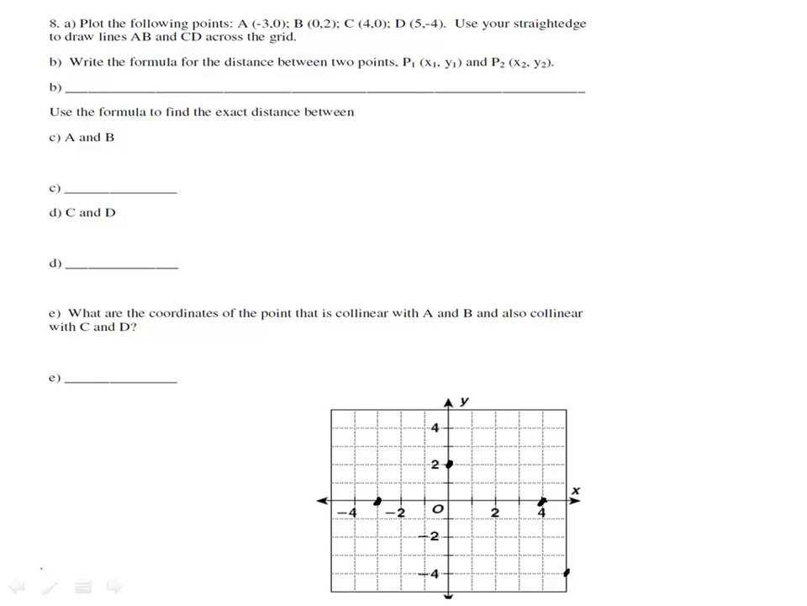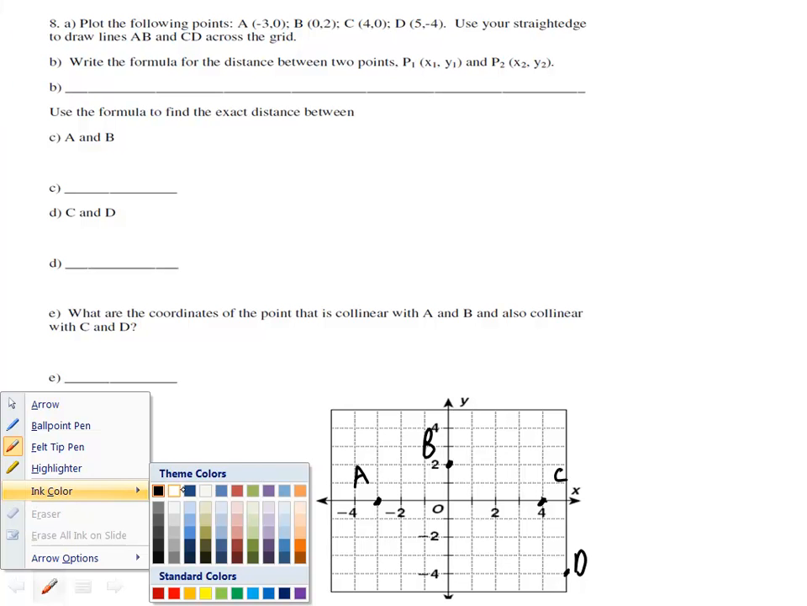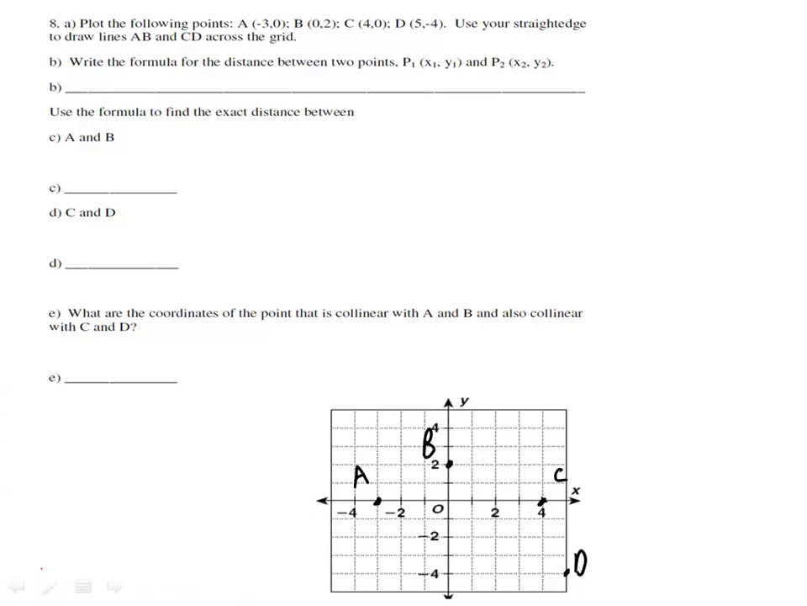Okay. This is A, this is B, this is C, and this is D. Now, it says use your straight edge to draw lines AB and CD across the grid. So it's important to get it across the grid.